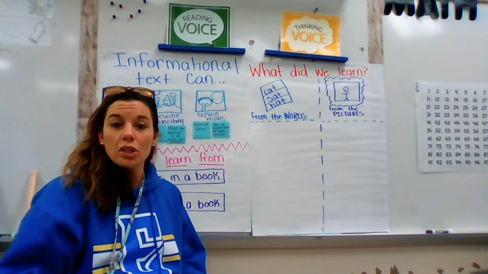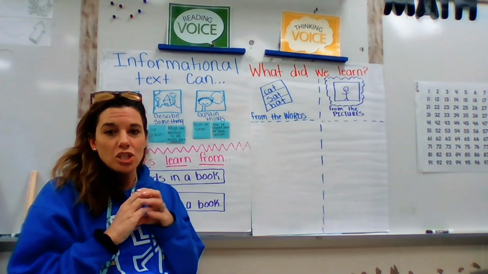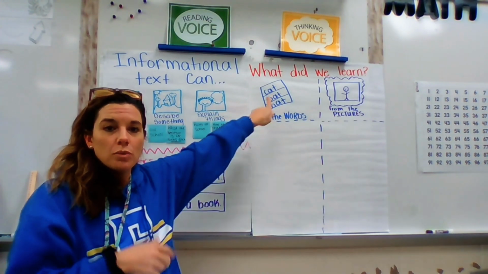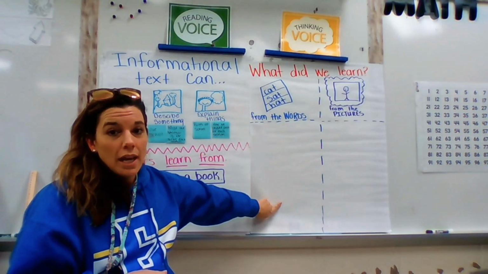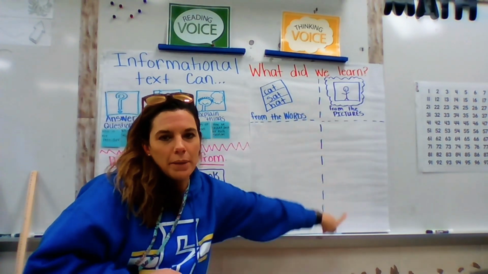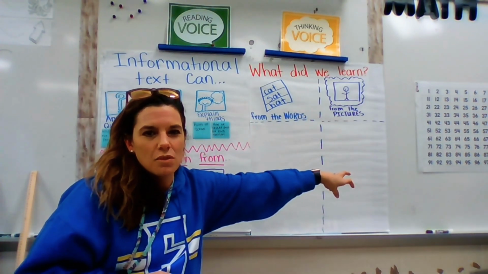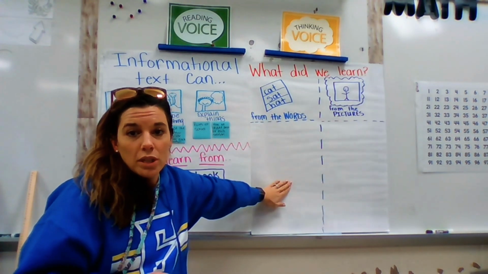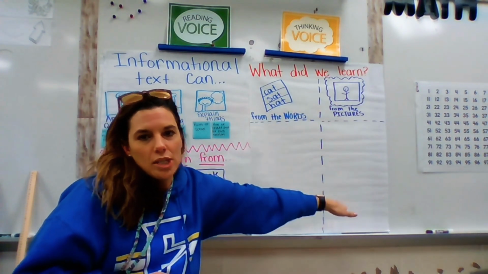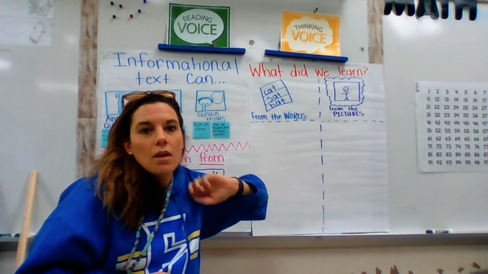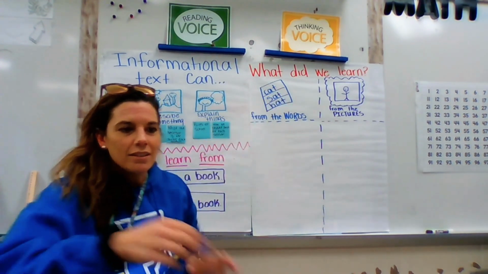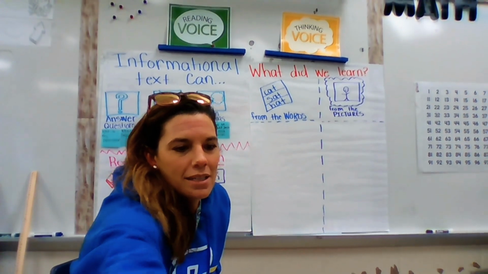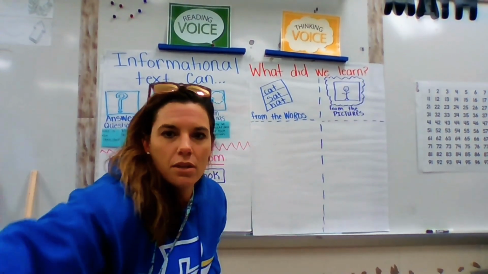Actually, I am going to read a passage to you. And what we're going to do, we're going to use this chart. What did we learn from the words and from the pictures? And so we're going to make a list of things we learned from the actual words and then from the pictures that we saw. Okay? So we're going to be using our reading and thinking voice for this activity. Alrighty, so let's go ahead and get started. Let me move these out of the way.